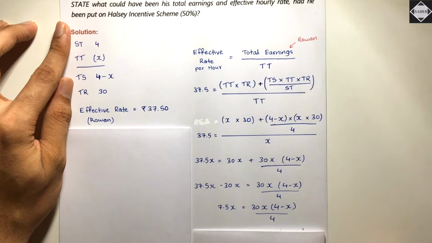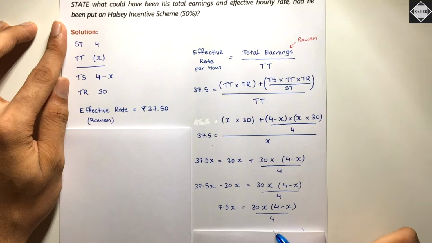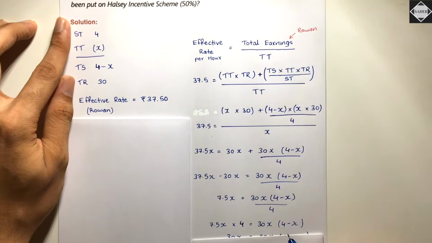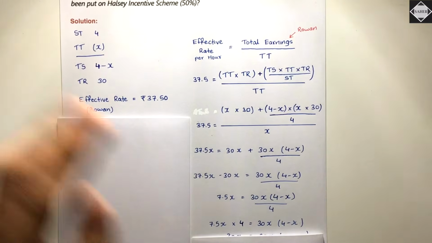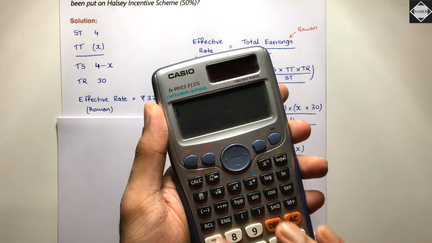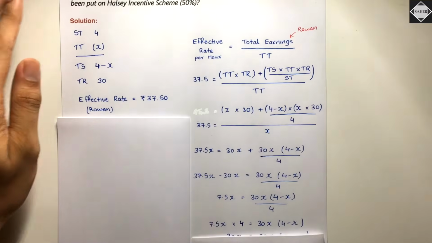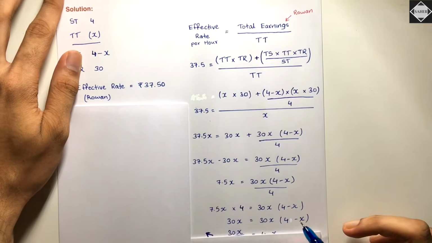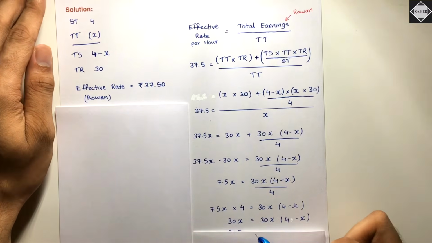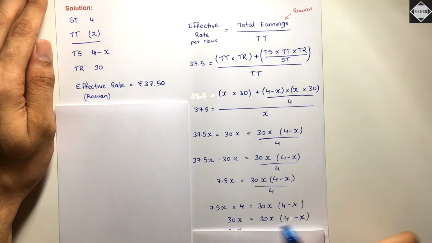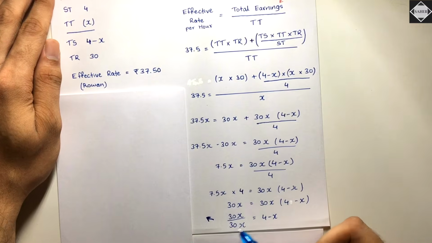Here same only. Then this 4 we can send over there; here it is divide, so it will multiply over there. See here, 7.5x into 4. If you multiply 7.5 with 4, that's equal to 30. So we get 30x over here. Is it clear? 30x. And here as it is, I have not done anything. And then after this, this 30x you can send over there.